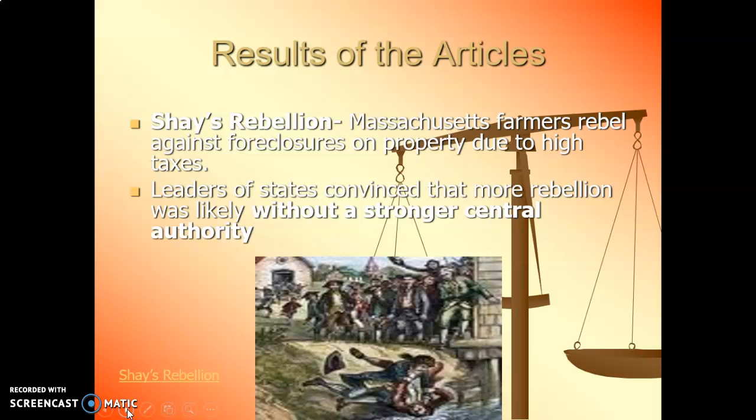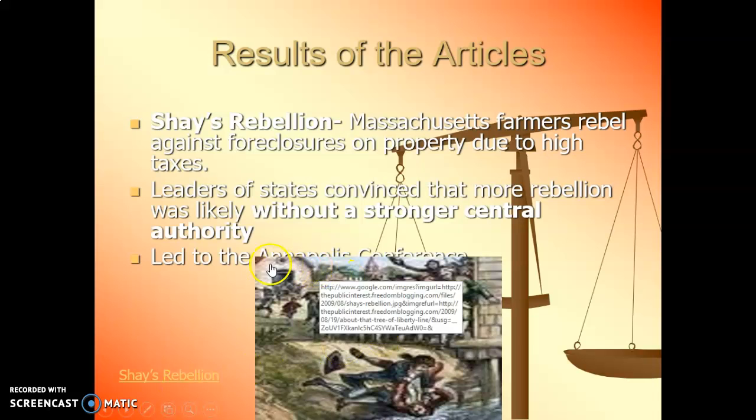So leaders of the states were convinced that more rebellions like this were going to happen without a strong central government, and they were right, because we had not paid these troops back, and we owed them a lot of money. So we had to have a way to take care of this stuff.